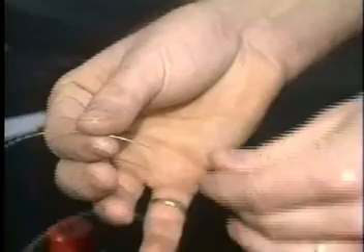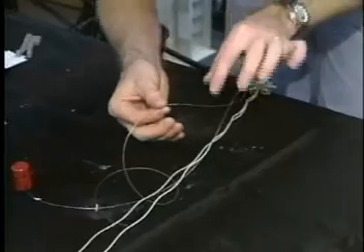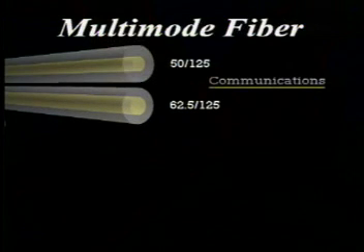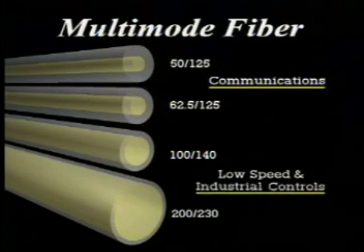Because a wide range of multimode fibers are available, the fiber is specified in micrometers with core diameter first, followed by the cladding diameter. Common multimode fibers include the 50-125 and 62.5-125 types. The 50-125 fiber is generally considered the European standard for communications use, while the 62.5-125 type is the North American standard. Other types used for low-speed applications include the 100-140 and the 200-230, both used in industrial controls and low-speed data networks.